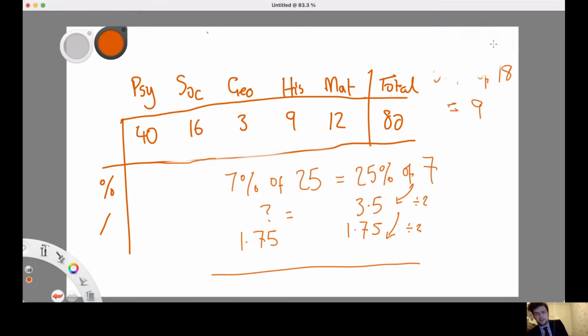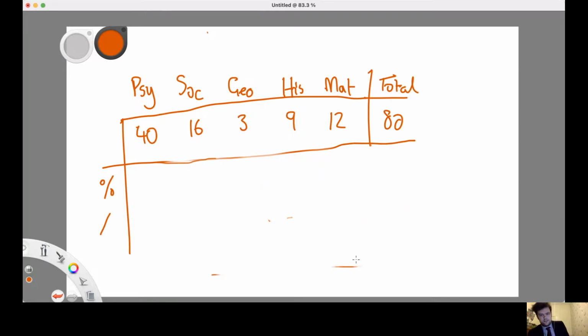And that's just a little trick I wanted to share with you. So let's do these then. Let's go through them. So 40% of 80, well, 10% would be 8. So we're timesing that by 4, so that's 32. 32%. 10% is 8. Again, 20%. 3% of 80.